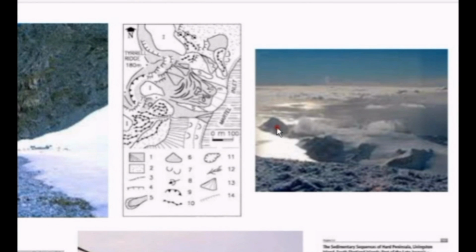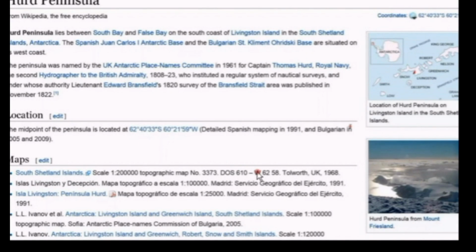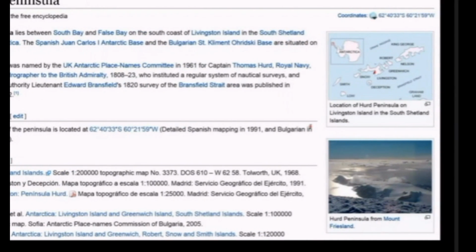Now we're through examining this thumbnail image with this megalithic building in it. I'm going to press that. It's going to take us to Wikipedia. Here's the same image, and then I'm going to go to visit page to pull this image so we can look at it.